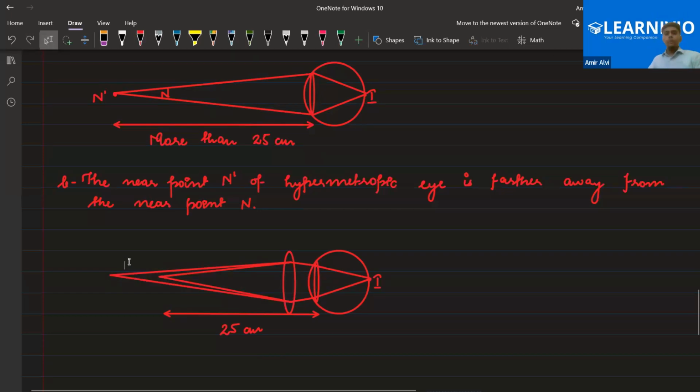Okay. So Shazil, this line that I've drawn in the backward extended direction will be drawn as a dashed line. We are just drawing it to show that it is the hypermetropic near point before using the lens. So, a virtual image is formed at N dash.